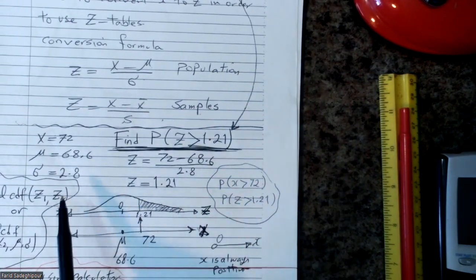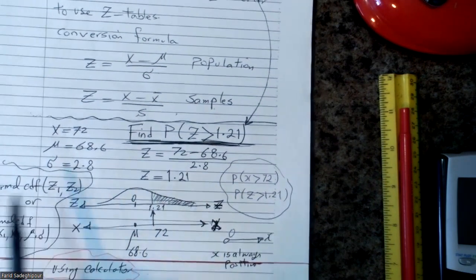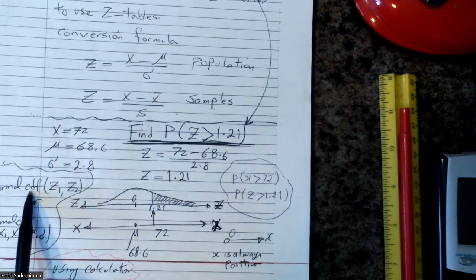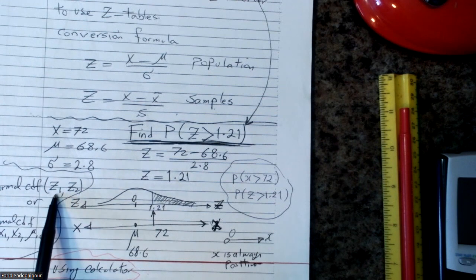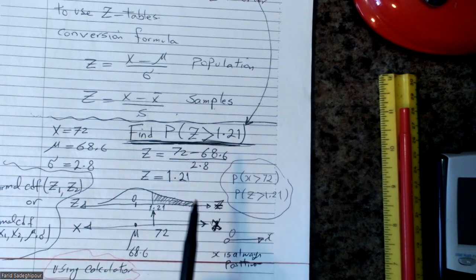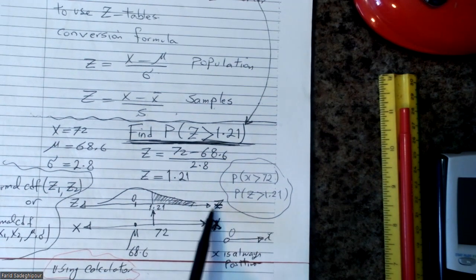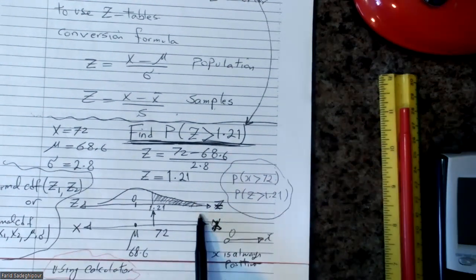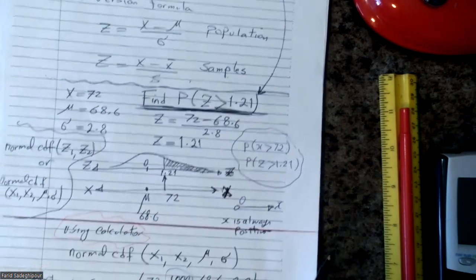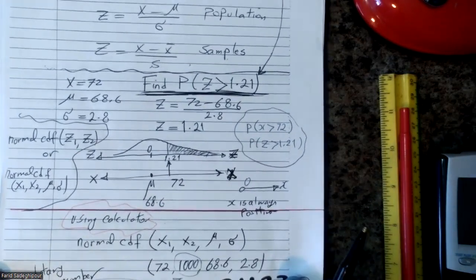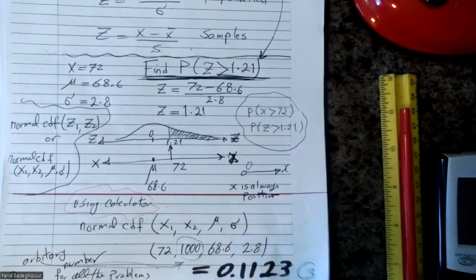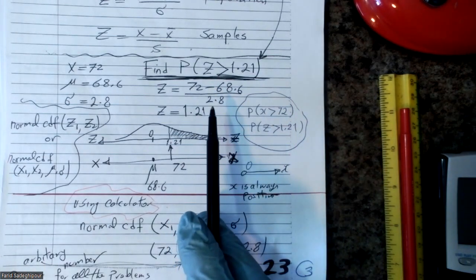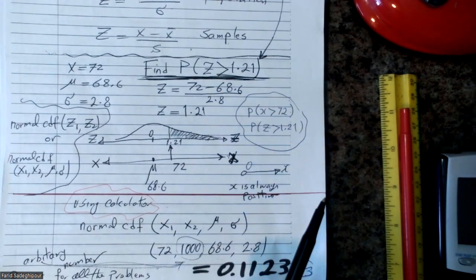Or if you want to use the calculator, you put normal CDF and then z1 comma z2, which in this case would be 1.21, and since it goes all the way to the right, you could just put a large number like 10. However, if you use a calculator, then you don't even have to do the conversion of x to z. The calculator would do it for you.